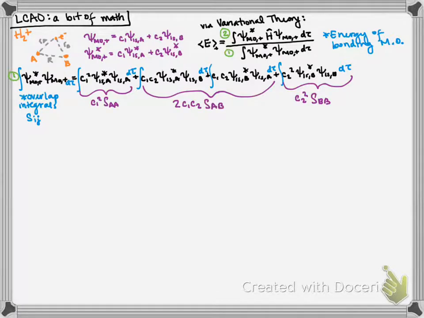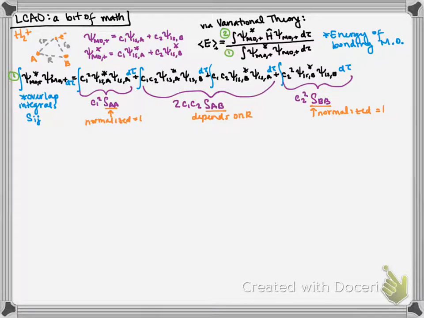And so really we can rewrite these terms as C1 squared S_AA, the overlap integral on only A, plus 2 times C1 C2 times the overlap integral for AB, or S_AB, plus C2 squared times the overlap integral on B, or S_BB. Some things we know are that the hydrogen-like wave functions centered on a single nucleus are normalized. We already proved this to ourselves, which means that S_AA and S_BB are both equal to 1. How about S_AB?